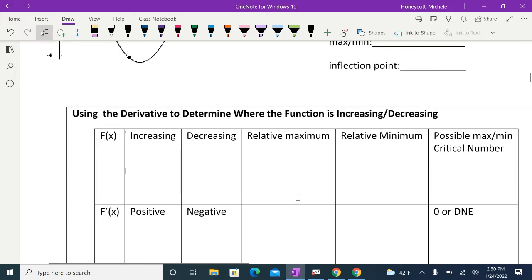So in just a minute, we'll get back to this chart and figure out how we do that. This chart's going to be super important. You'll want to highlight or star or put a heart next to this chart because you're going to use it all unit.